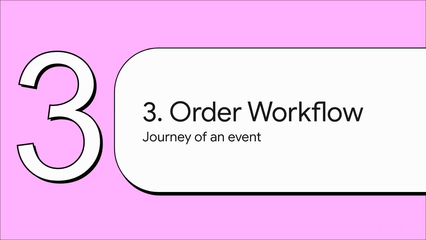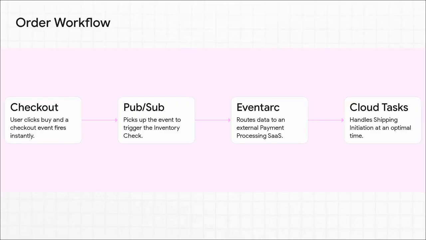Okay, Section 3, the order workflow example. Let's trace the journey of an event. To make all this theory concrete, let's track a single e-commerce order through a simulated system. Watch how one simple checkout event initiates a massive fanout, triggering inventory, payment, and shipping entirely asynchronously. None of these services are waiting around for the others. So, step 1, the user clicks buy, and a checkout event fires off instantly. Boom, the user screen immediately shows a success message.